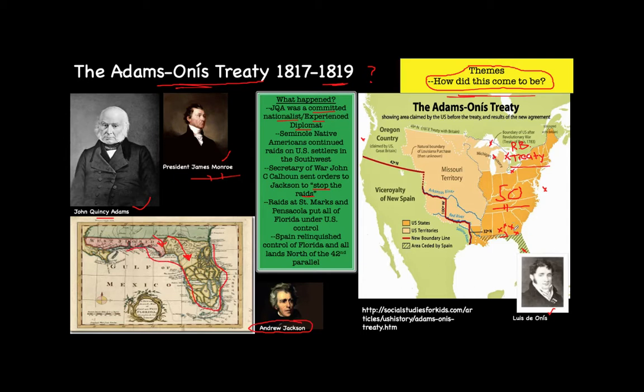Was Andrew Jackson supposed to do that? He didn't have explicit instructions to do that. He did it anyway. John Quincy Adams was glad that he did because he took that as an opportunity, again, as a committed nationalist, to put all of Florida under U.S. control. So he enters into negotiations with Louis de Onis, I think that's how it's pronounced. But basically, all of Florida will become part of the United States. By the way, Jacksonville, right, is named for Andrew Jackson. Didn't know that until I studied this chapter of history.